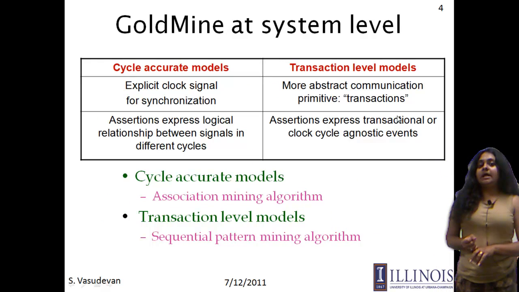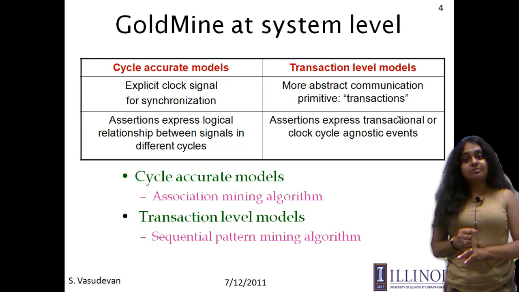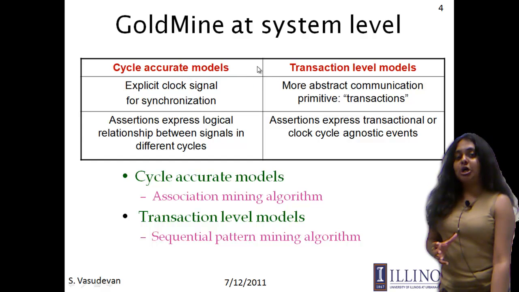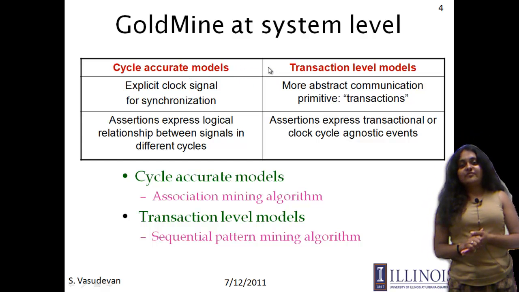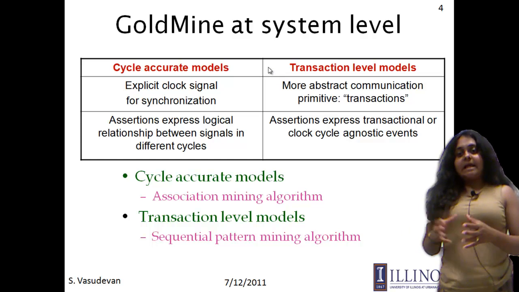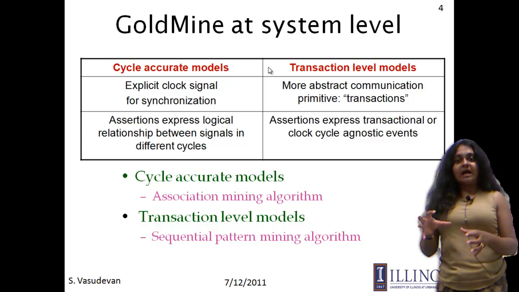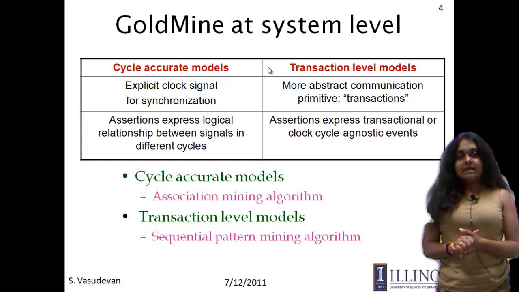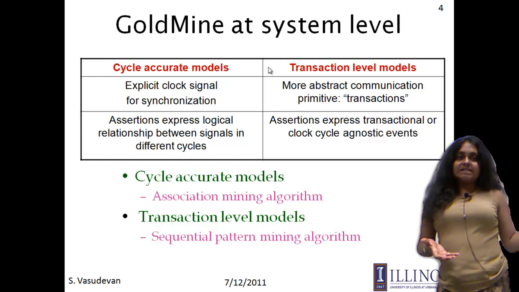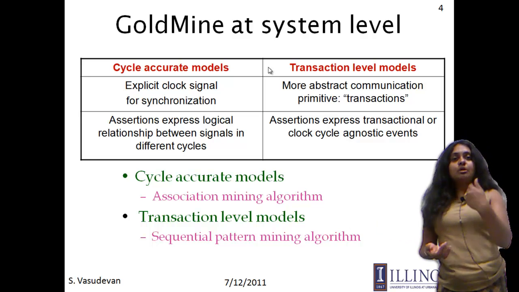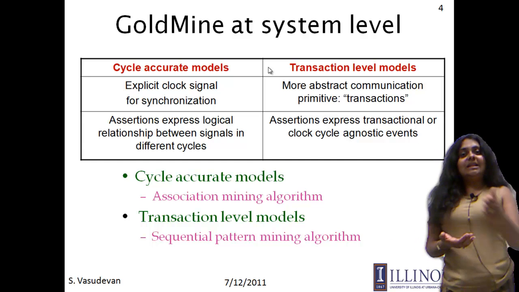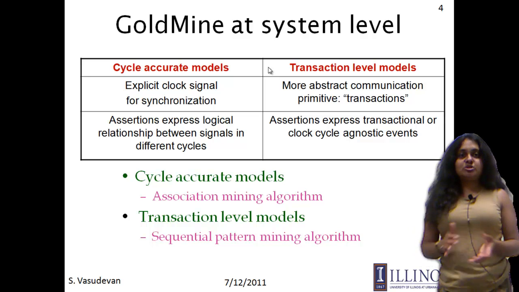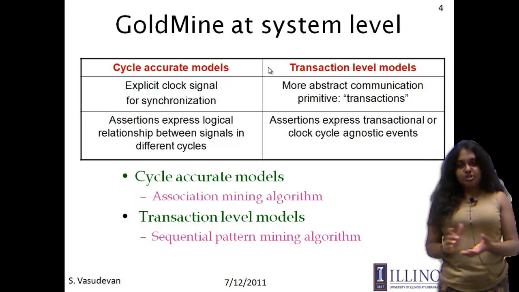So in order to apply assertion mining at the system level, we need to address these two flavors of system level models. There are cycle accurate models, which have explicit clock signals for synchronization between different events at the system level, and there are transaction level models, which do not use such fine-grained cycle level synchronization, but instead the communication primitive is much more abstract, and it is a transaction.